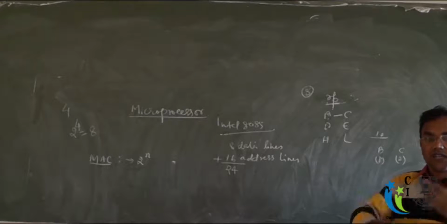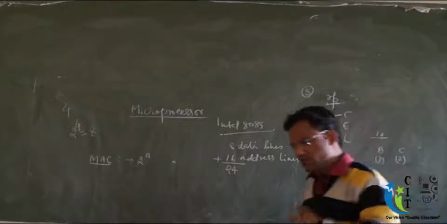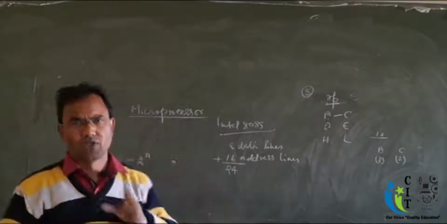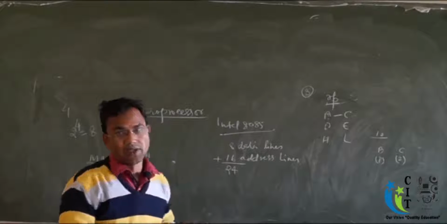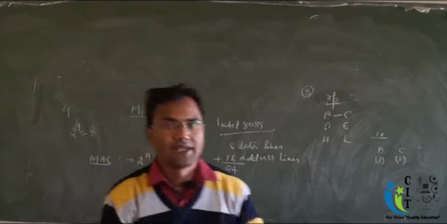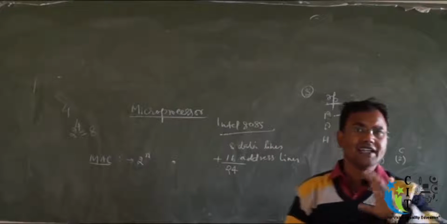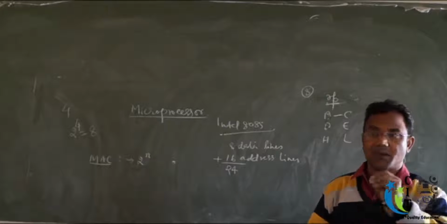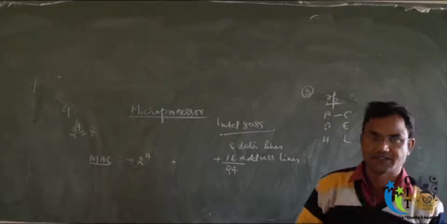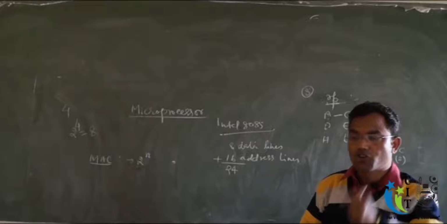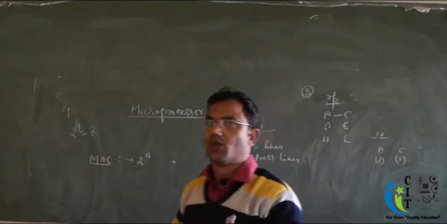There are other pins also. There are so many pins. As I said, in 8085 there are 40 pins. One is ground, the other is supply. There are interrupts also. What are interrupts? Interrupts are the external signals which interrupt the main functioning of the processor.